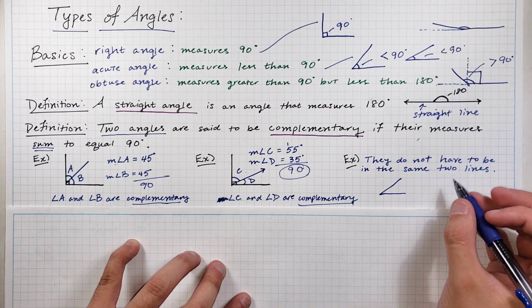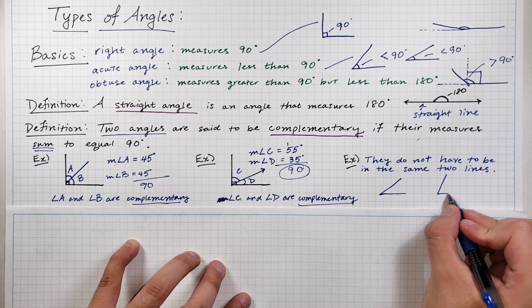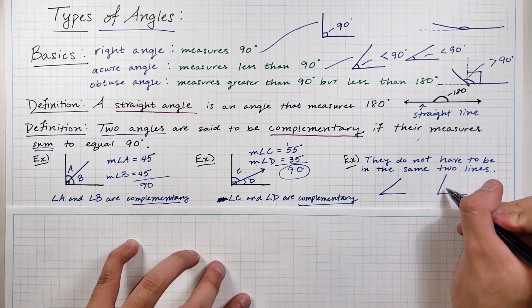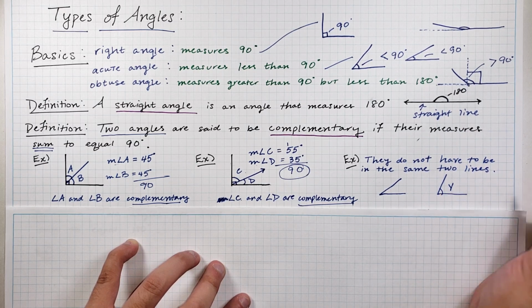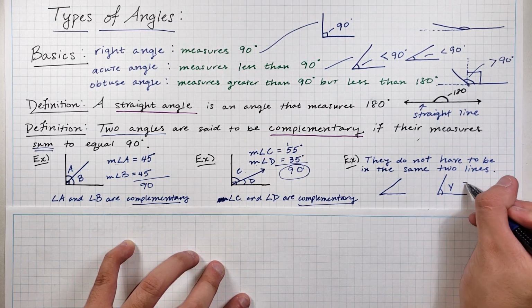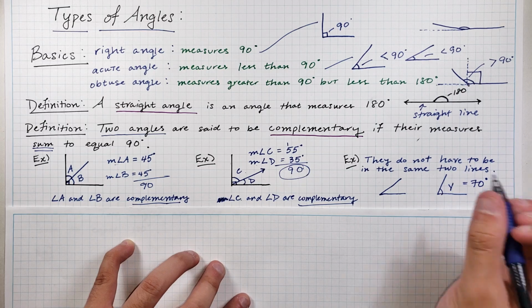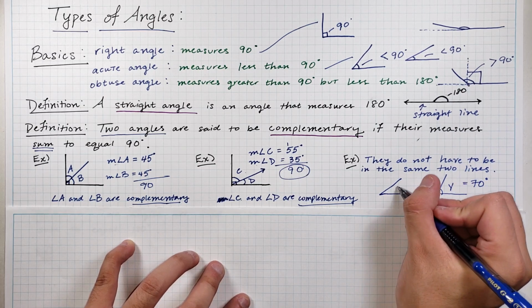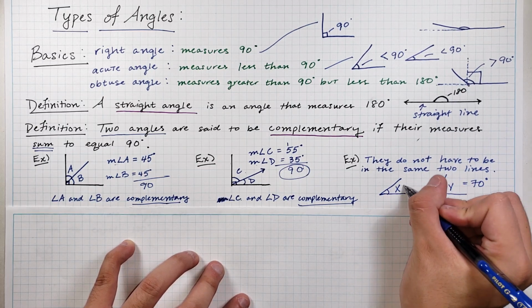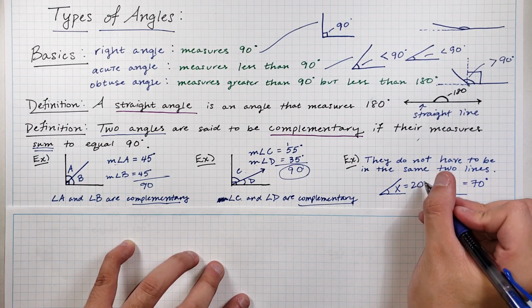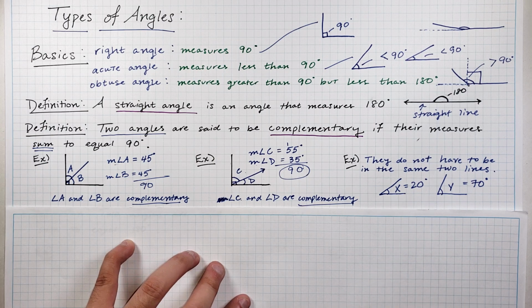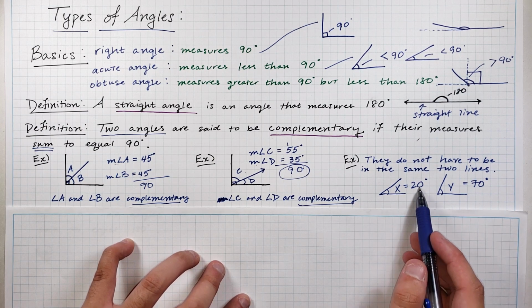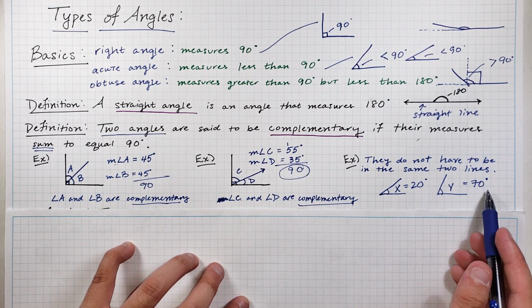Let's say this angle right here, let's call this angle Y. So this is angle Y here, and it's equal to 70 degrees. And then I'll call this angle X, and I'll say it's 20 degrees. Now what do you notice about angle X and angle Y? What happens when you add them both together? Well, you get 20 plus 70, which is 90.